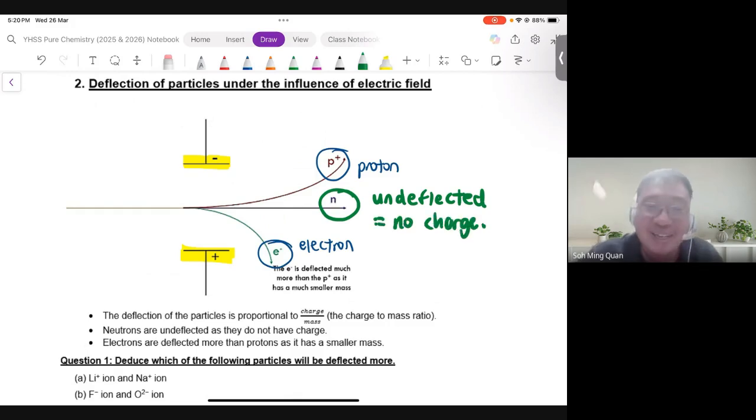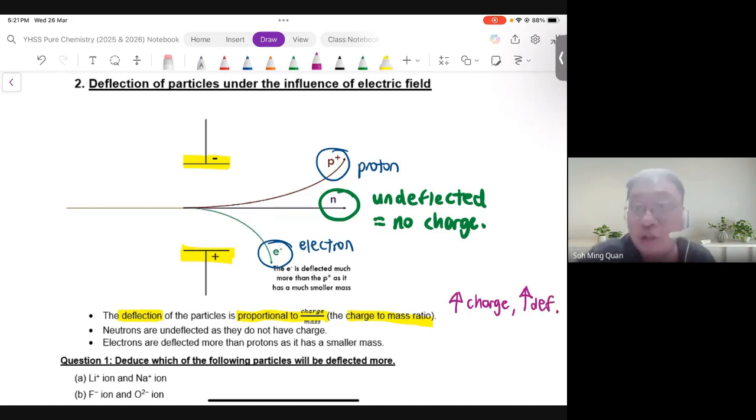Now, the second thing we realize is that the protons and electrons curve to different extents. They are deflected to different extents. This is because the deflection, the curvature of the pathway, is proportional to charge over mass, or what we call the charge to mass ratio. So, higher charge, higher deflection.